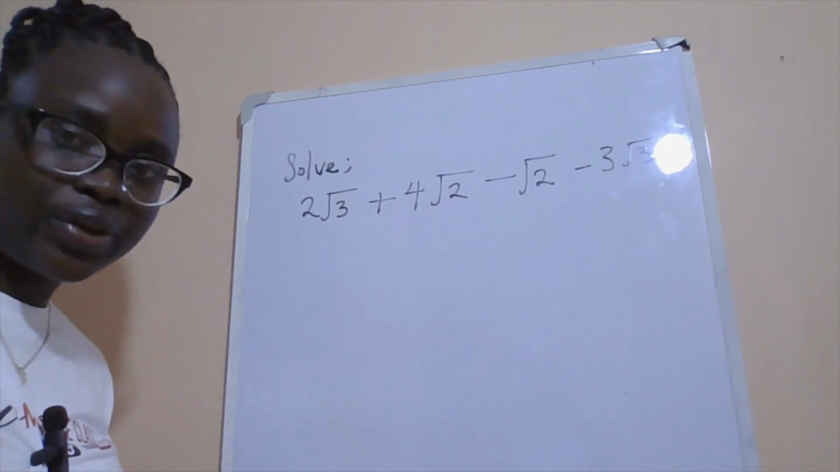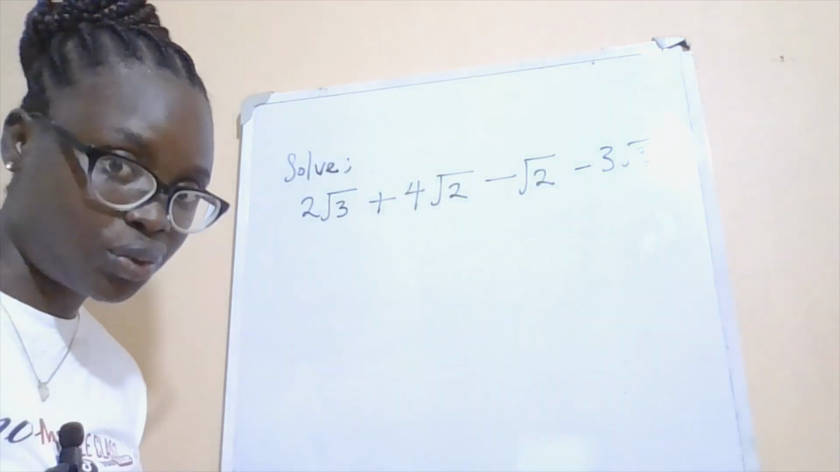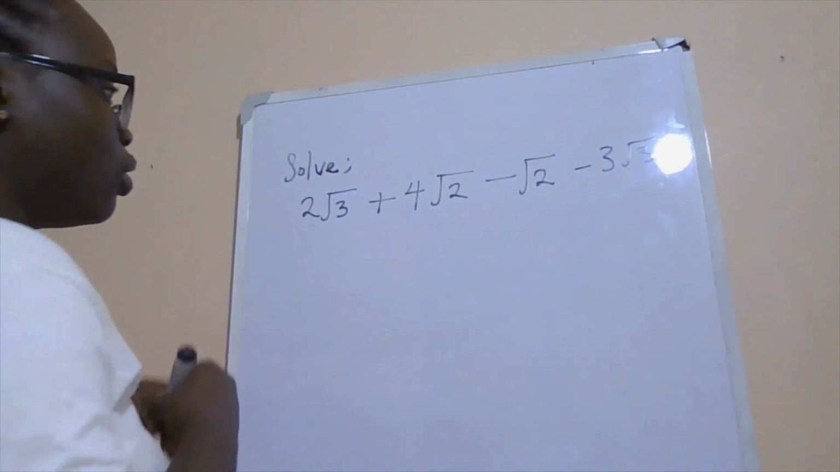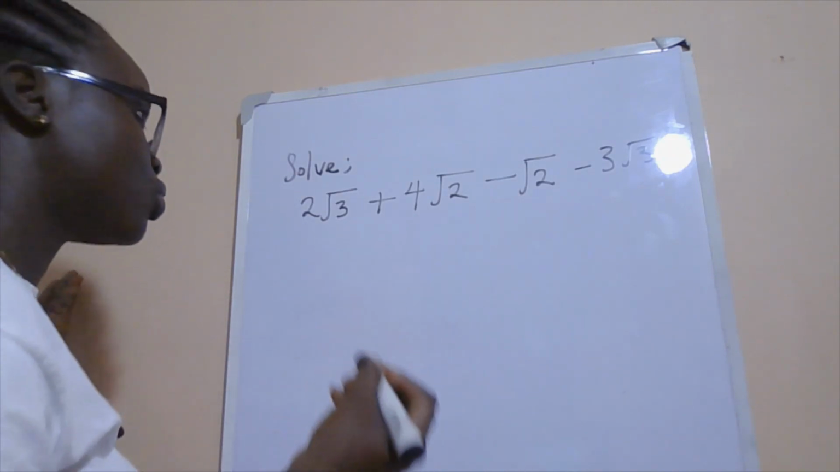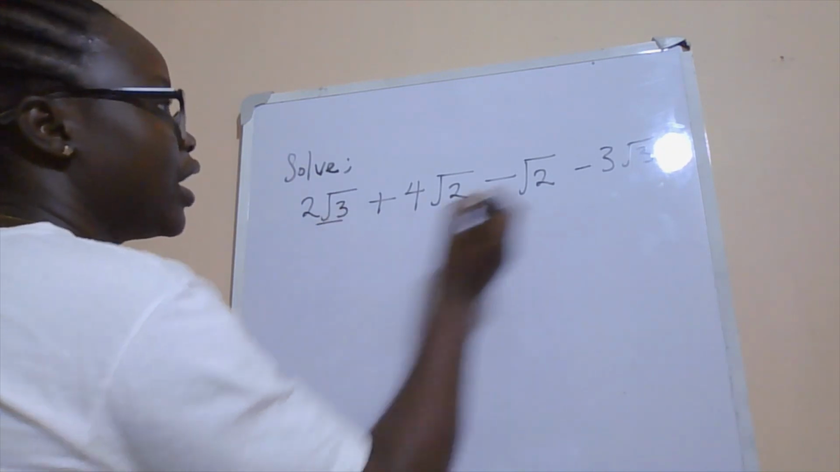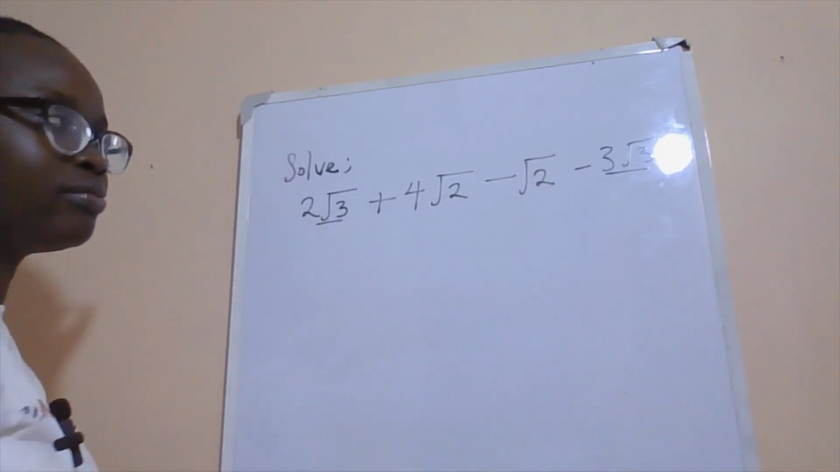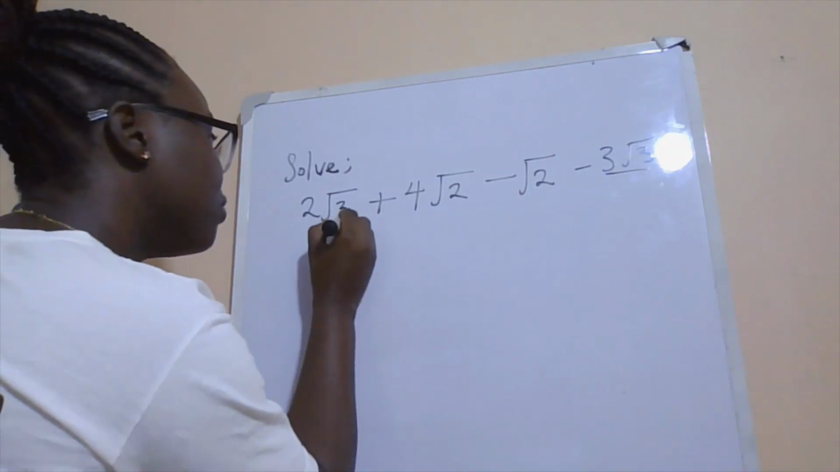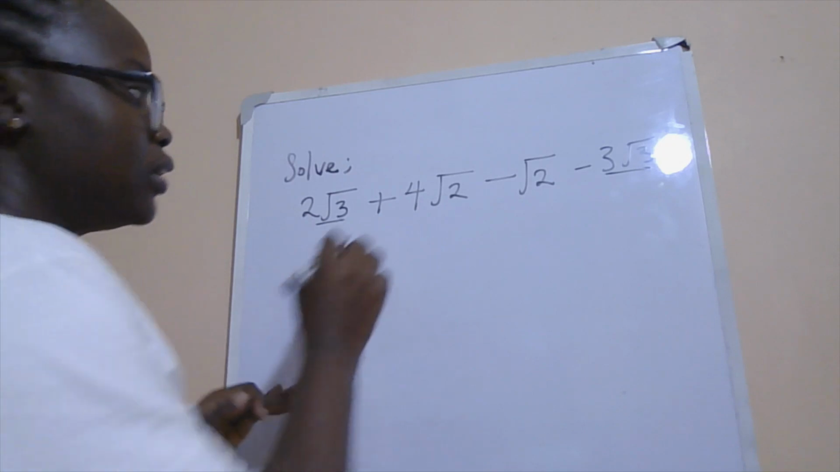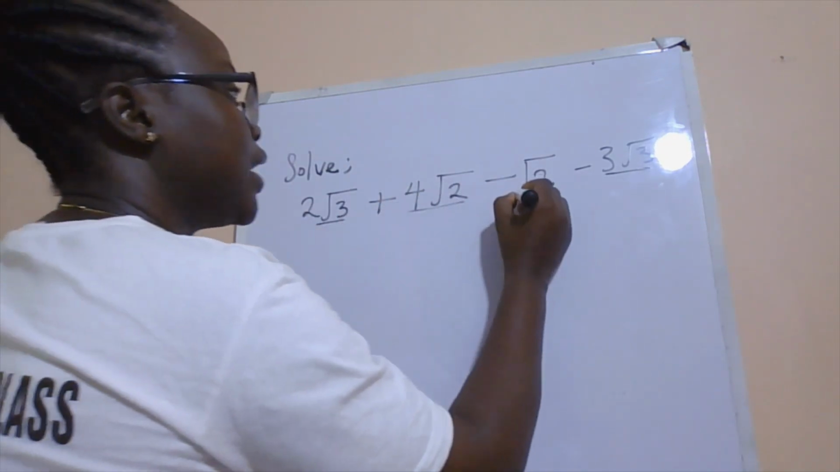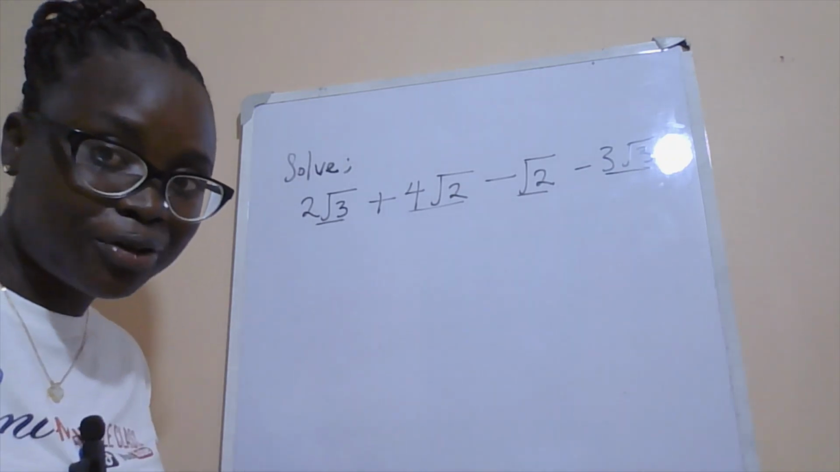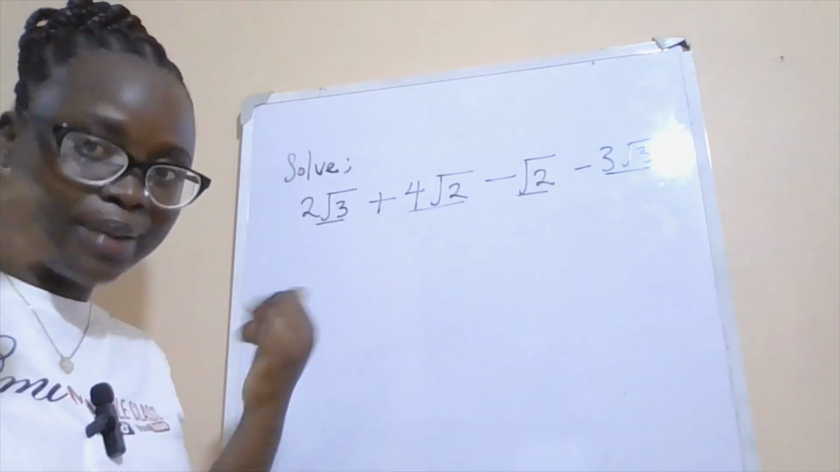So what do we do with this? The first thing you need to do is to bring together those terms that have the same square roots, or the same roots. So what are they? We have 2 root 3 and 3 root 3. They both have the same root, root 3. So we bring them together. Then another one, 4 root 2 minus root 2, have the same square roots. So we bring them together.